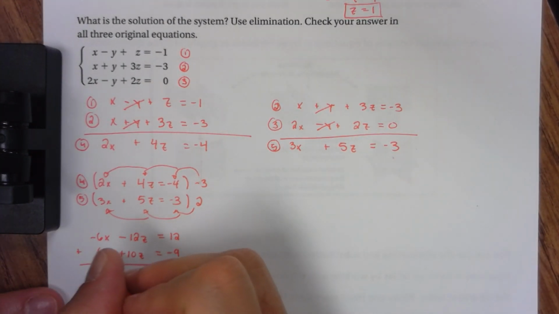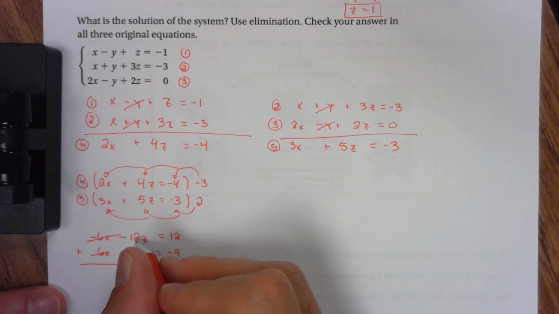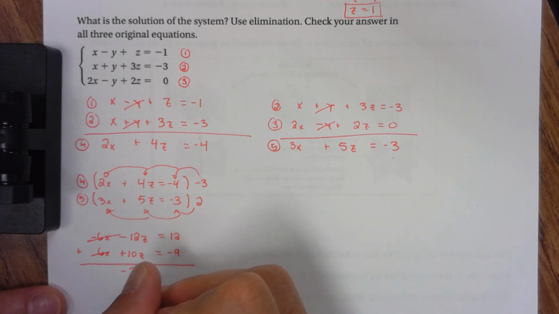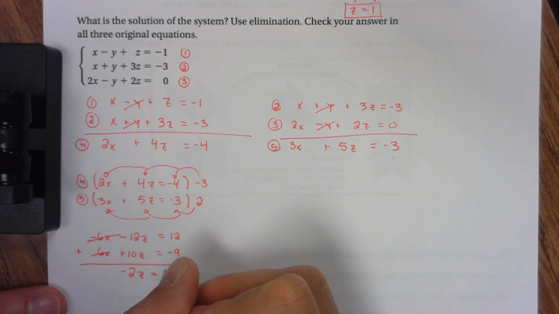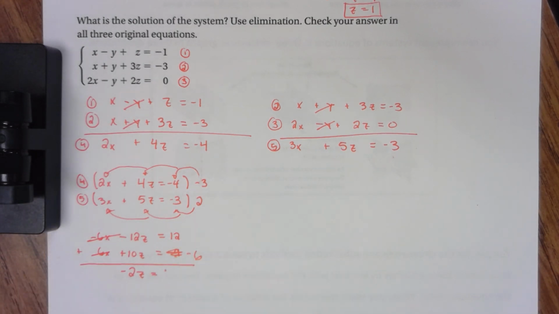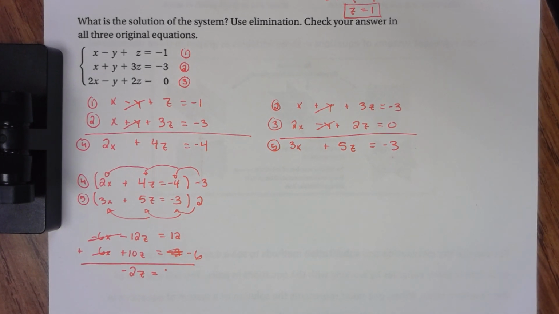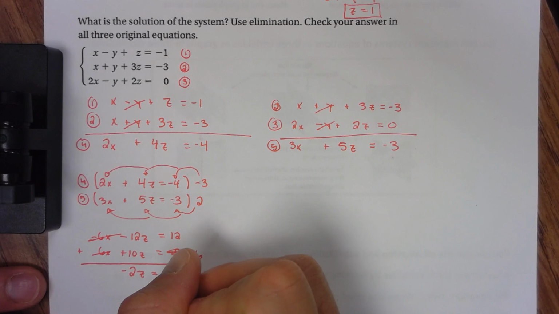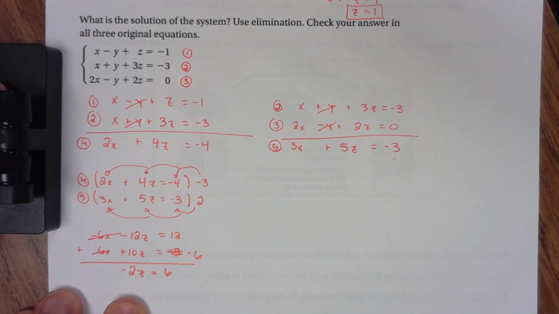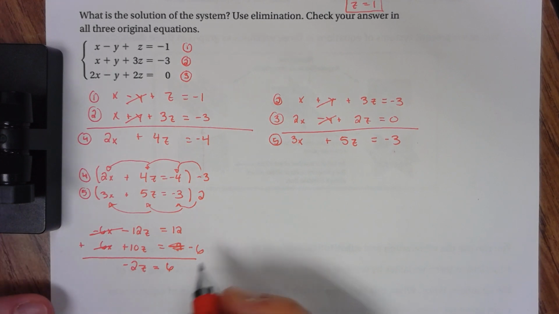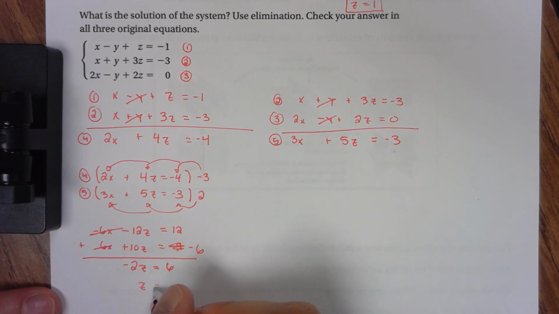So adding these together, the x's eliminate. -12z plus 10z is -2z, and it equals, how about -6? Check your multiplication, Mr. Youngren. Which is much better because now we don't get a fraction. Nervous there for a second. Not that we can't work with a fraction, it's just a little bit messier. But divided by -2, we get that z is -3.